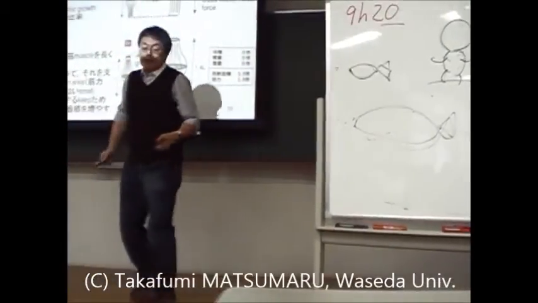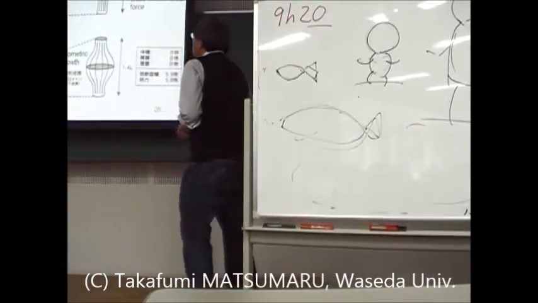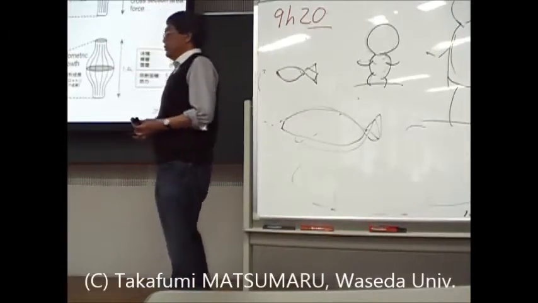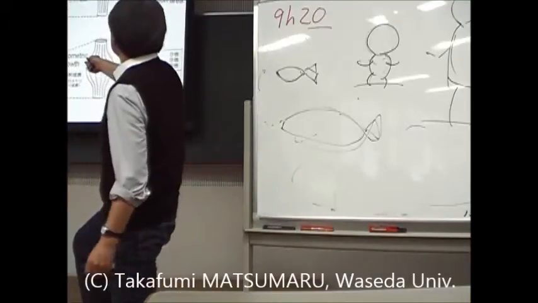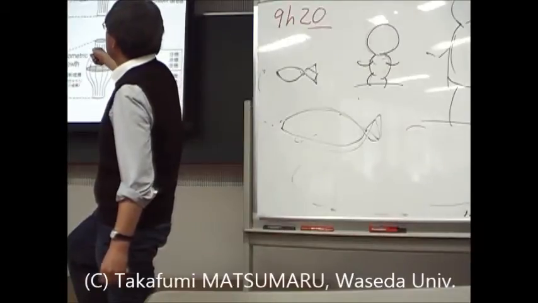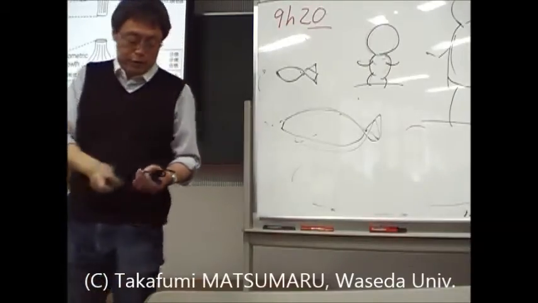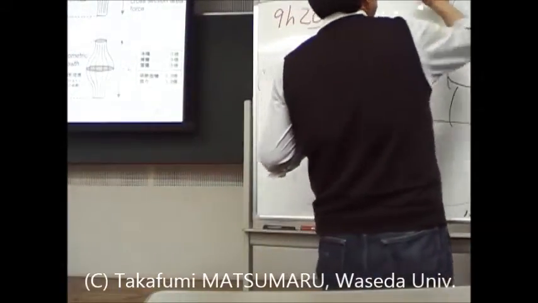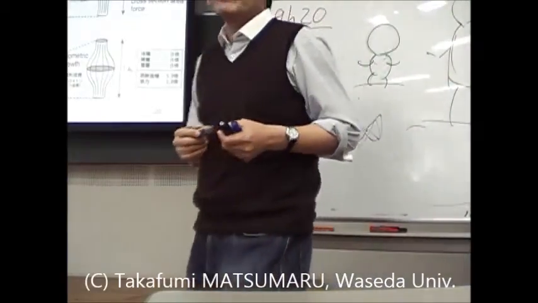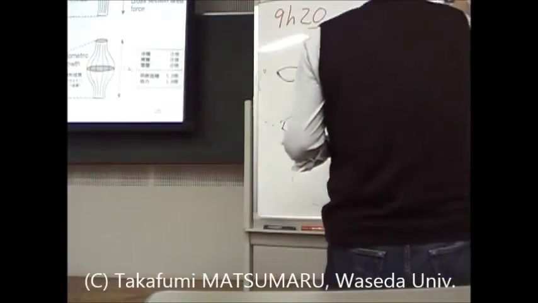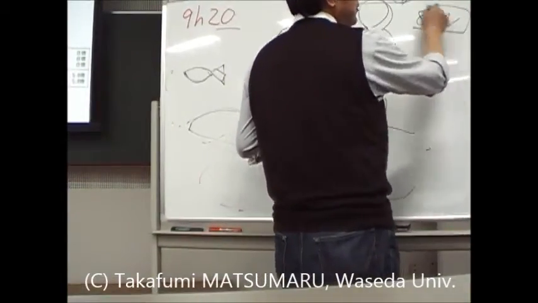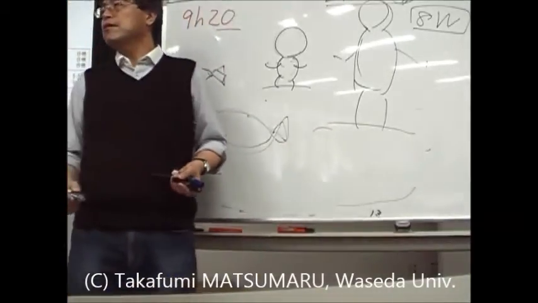So as I said, this is depending on its size. This shows the length becomes twice. Twice length means the volume becomes 2 by 2 by 2. So 8 times volume. 8 times volume means weight becomes 8 times. So load becomes 8 times.